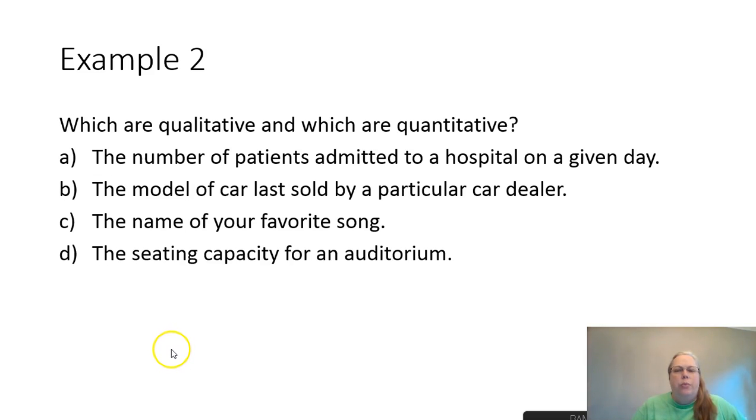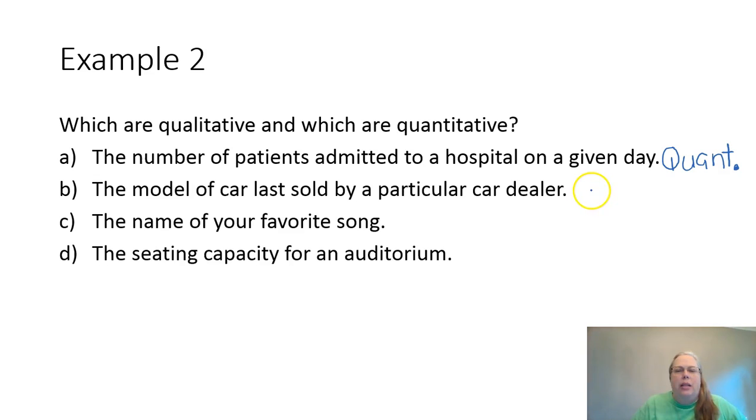Example number 2, which are qualitative and which are quantitative? A, the number of patients admitted to a hospital on a given day. Since the number of patients indicates we are looking for a number or a quantity, A is considered to be quantitative data. B, the model of car last sold by a particular car dealer.